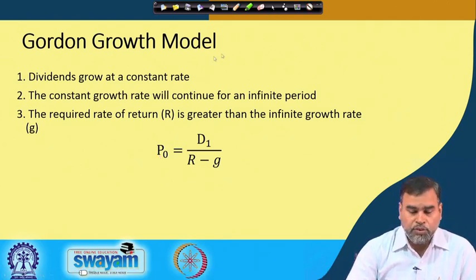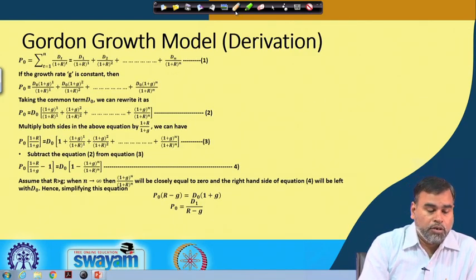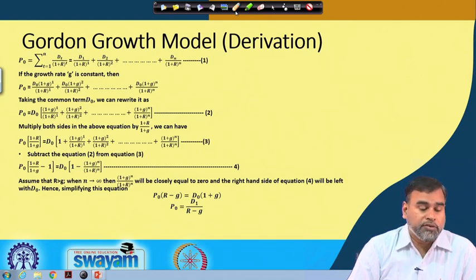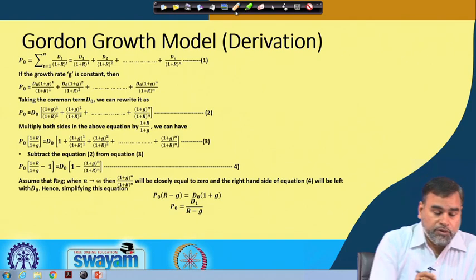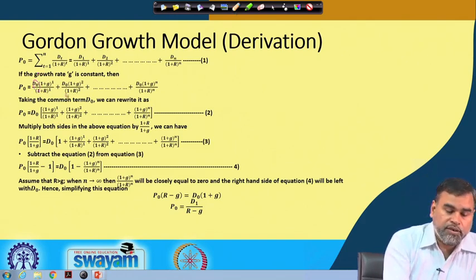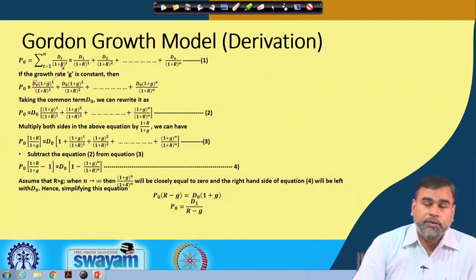We can start with the initial equation: P0 is equal to the summation from t equals 1 up to n of Dt by (1 plus r) to the power t, which is nothing but D1 by (1 plus r) to the power 1, plus D2 divided by (1 plus r) to the power 2, and so on up to Dn divided by (1 plus r) to the power n. Then assume that the growth rate g is constant and D0 is the initial dividend. Then you can expand it in this way.